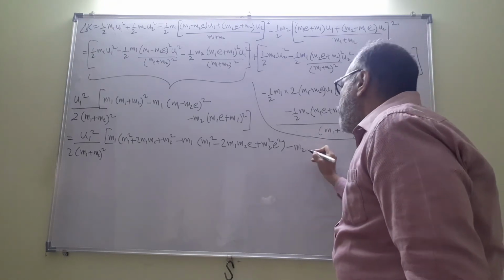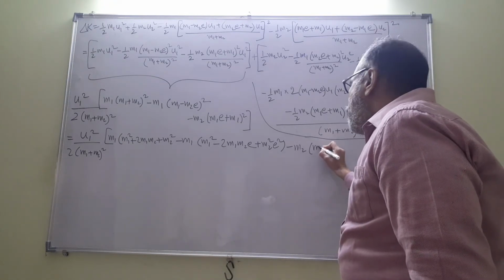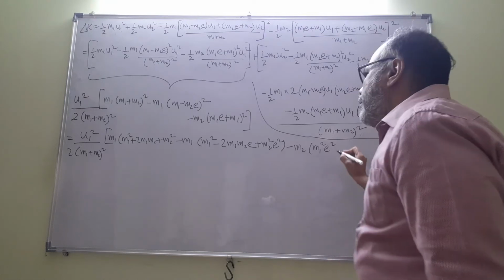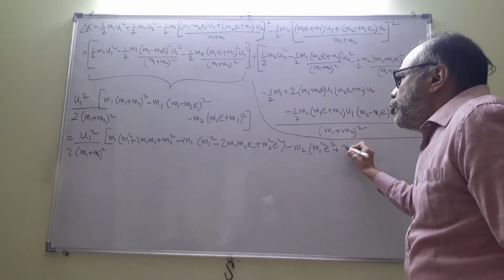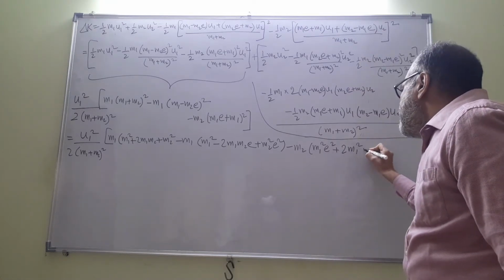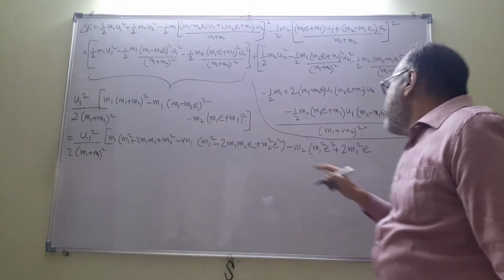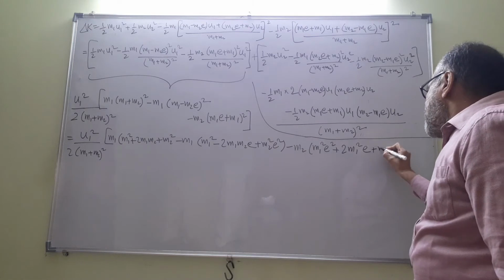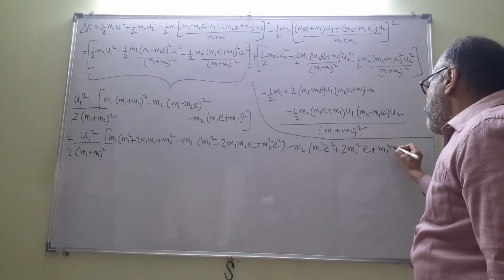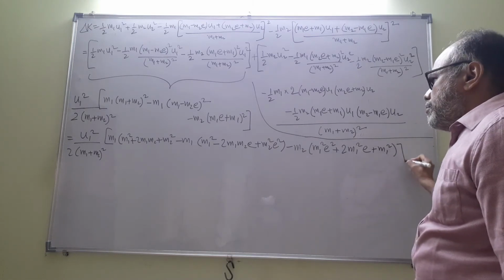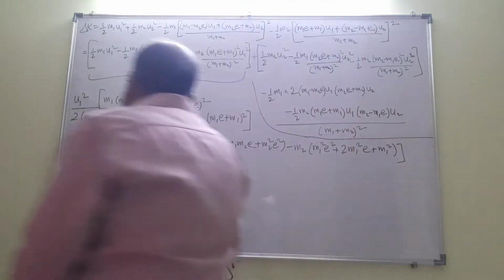m2 into (m1 squared e squared plus 2 m1 e into m1, so 2 m1 squared into e plus m1 squared). So let's multiply this in.